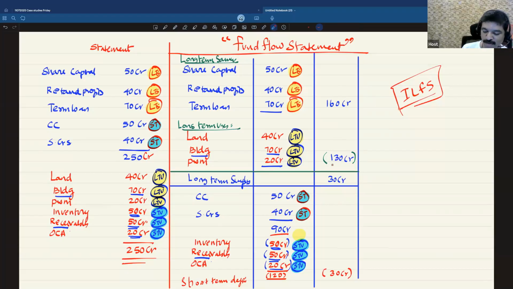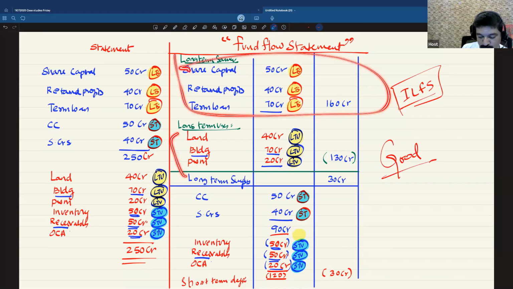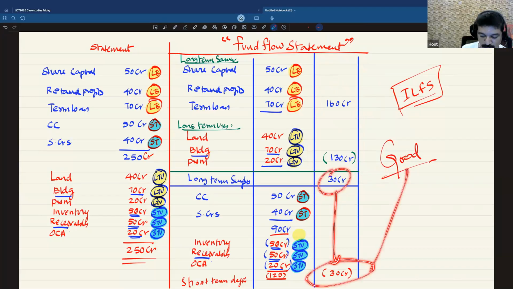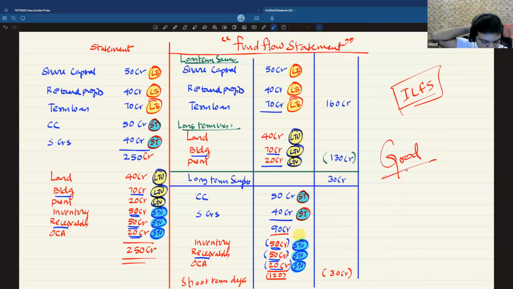See here, you didn't find anything wrong because everything was good. What do I mean by saying everything was good? They brought in 160 crore long-term funds and they've used only 130 crore long-term use. They had a surplus of 30 crore, which is good. And that surplus they have used for supporting their working capital. That is also good. So nothing is wrong here. So this fund flow statement has got nothing extra to reveal.